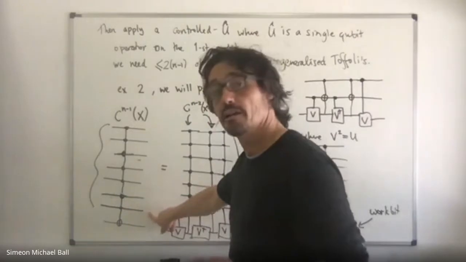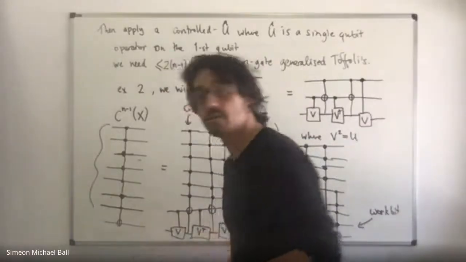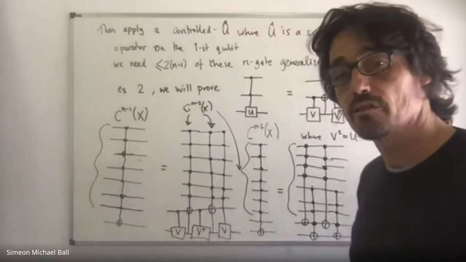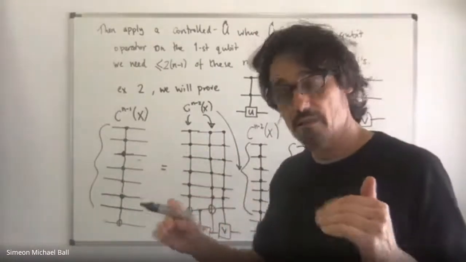Why do you need to go to the Cn minus 2? Can you just split it in half at the beginning, and compute if the first half is all set, and then add it to the second if the second half is all set? Because I don't have a work bit here. Oh, okay, so you need an extra wire. I need that extra wire. If I allow myself an extra work bit, an extra qubit, then yes, I could do that. I'm just seeing how many gates I need if I want to stick to n qubits.